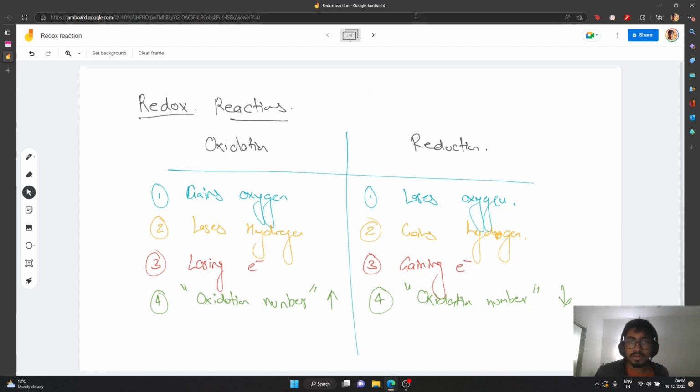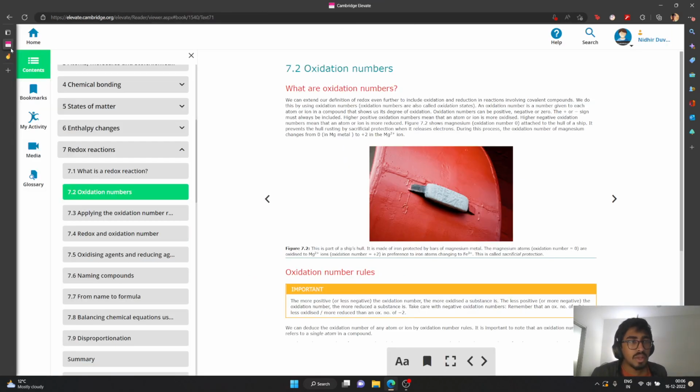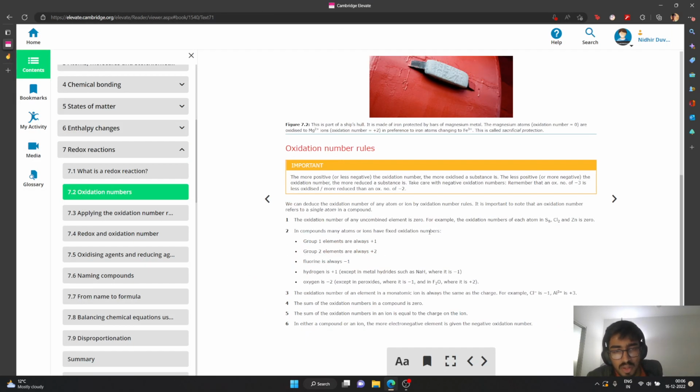Okay, so let's go through it slowly. Before we get into the change of oxidation number, we first need to understand what oxidation number is, right? There are a few basic rules, so let's look at that. It's very simple. Once you start to understand it, you don't even have to remember these rules. They go straight into your head. So let's look at what the rules are.